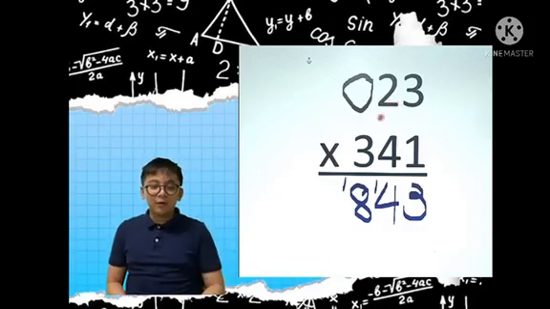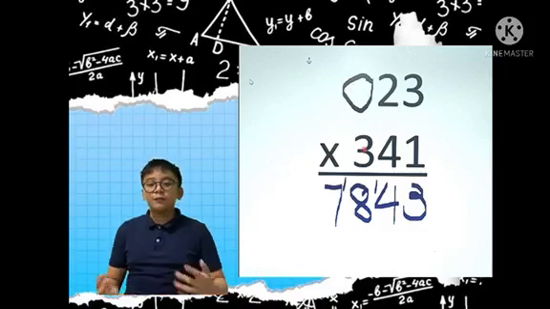0 times 4 is 0. 2 times 3 is 6. Plus 1 is 7. And 0 times 3 is 0. So the answer is 7,843. You'll be faster if you get used to this.